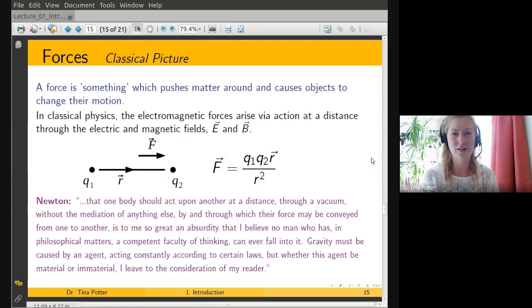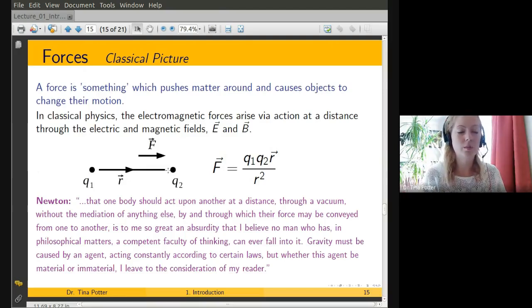Even Newton didn't really like this and said that the idea that one body is acting on another in a vacuum without the mediation of anything else is a great absurdity. So he said that gravity must be caused by an agent, whether this agent be material or immaterial, he leaves to the consideration of his reader. So even Newton was concerned about bodies acting upon one another in a vacuum without actually exchanging any information. And he left this to the later generations to try and sort out.